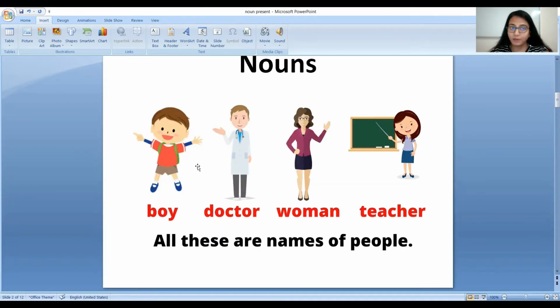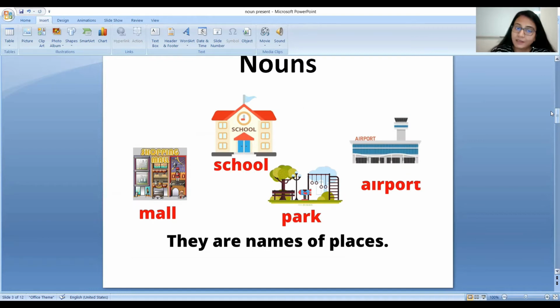Here in this slide, you can see a picture of a boy, a doctor, a woman, and a teacher. And all these are names of people. In this slide, you can see a picture of a mall, a school, park, and an airport. And they are all names of places. That means they are all nouns.